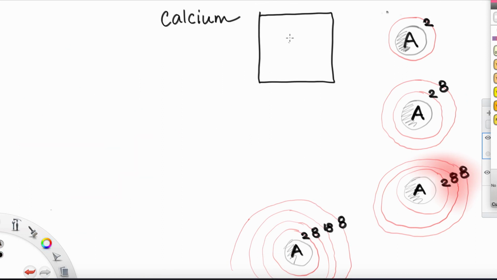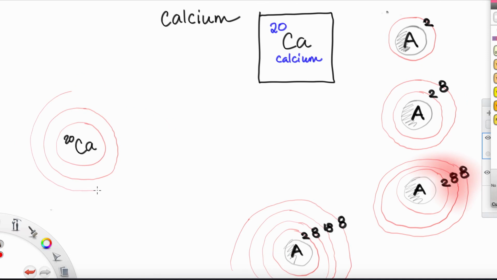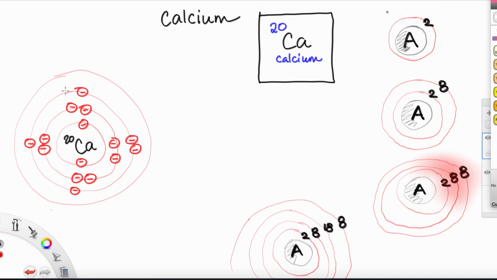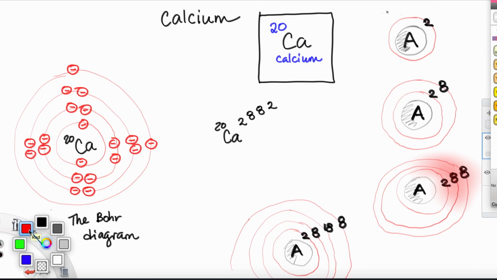I'm going to demonstrate calcium now, which has an atomic number of 20. So that's 2, 8, 8, and 2. This is the Bohr diagram, and here is the simplified Bohr. It all adds up, all the numbers add up to 20.